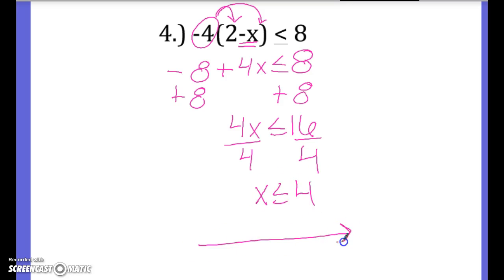So our number line just goes in the normal order. We could have 3, 4, and 5, a closed dot, and we go to the left because those numbers are all less than.